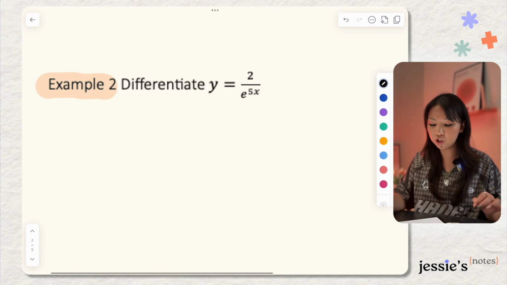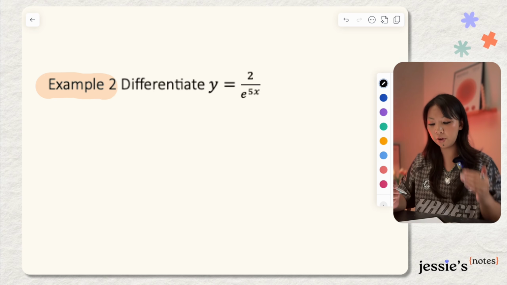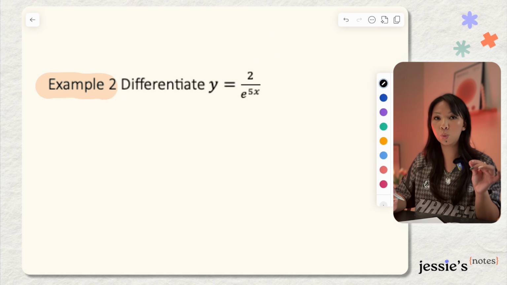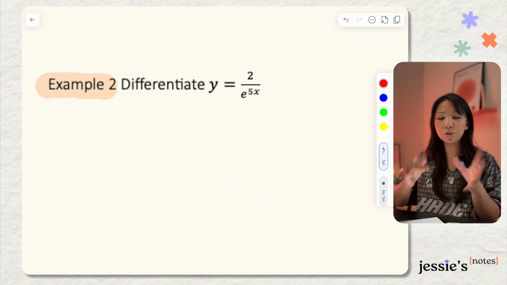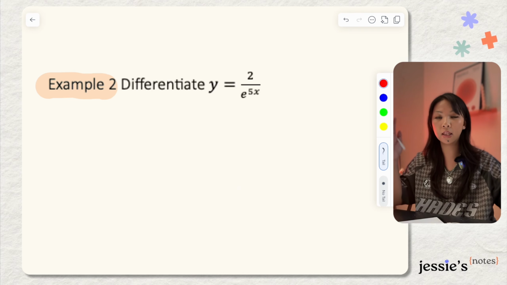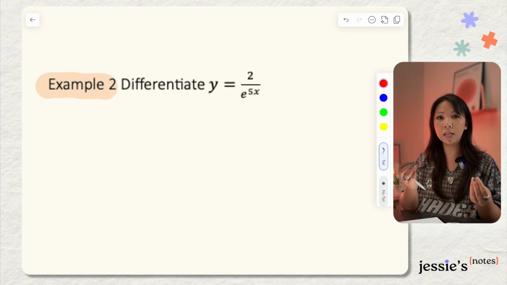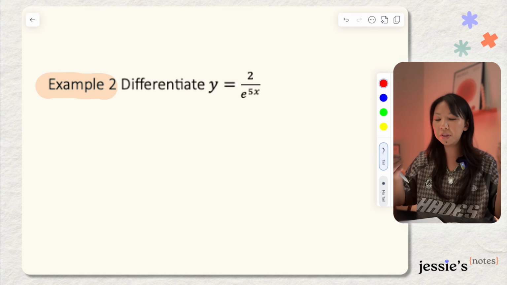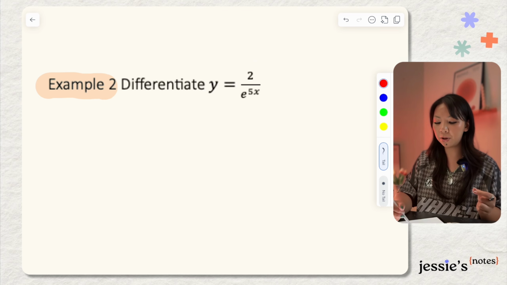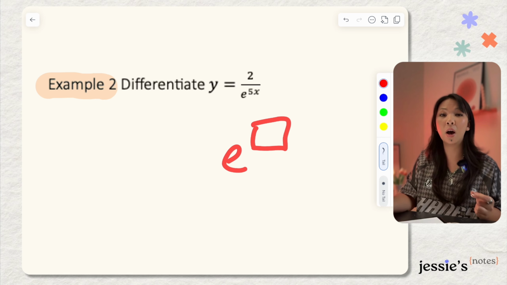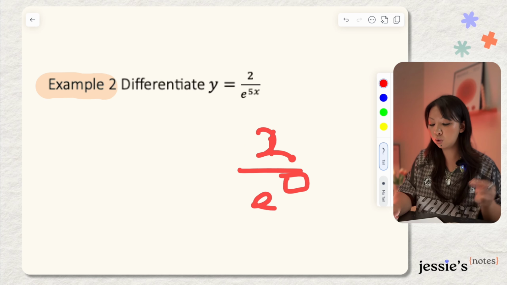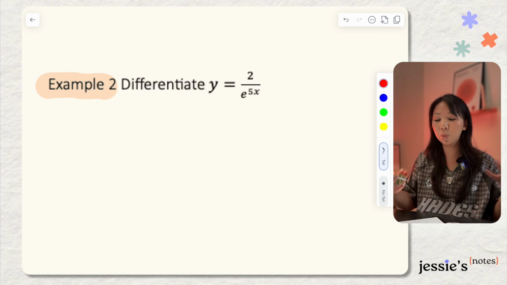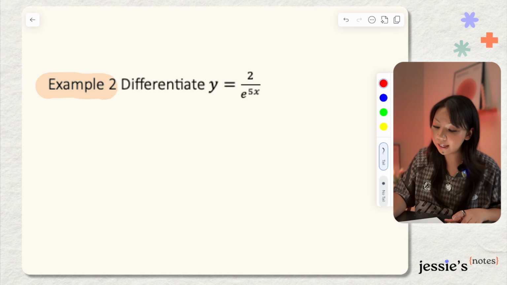Example 2, differentiate y is equal to 2 over e to the 5x. So what you want to ask yourself first is, if I want to differentiate this using the above rules, it needs to be in the same form. This is not technically in the same form because it's not written as e to some power. It's written as 1 over e to some power or 2 over e to some power. So what you want to do is bring the e up using your index laws.